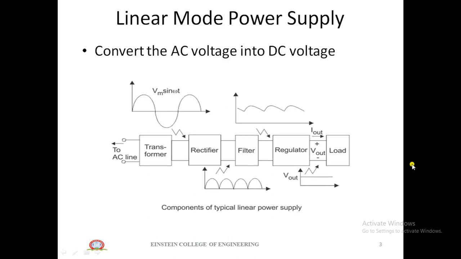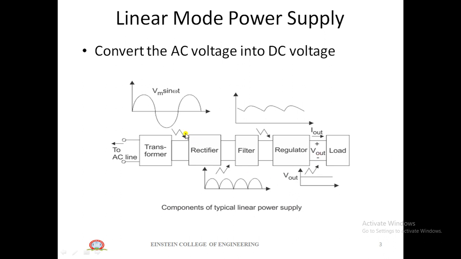Before going to rectifier, we are going to see about linear mode power supply. Many electronic devices need DC supply for their operation. DC power is given through a battery, which is costlier and not convenient. So what we do is convert the AC voltage into DC voltage. That operation is done by linear mode power supply. So linear mode power supply converts the AC voltage into DC voltage.